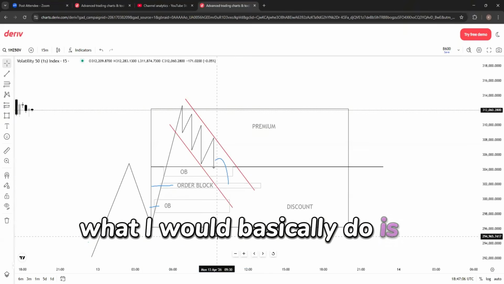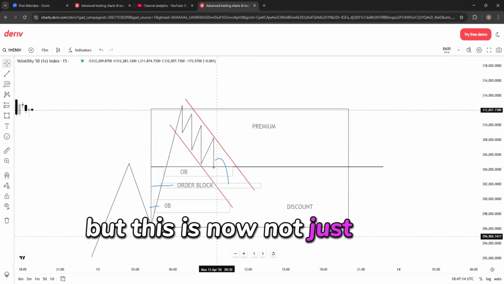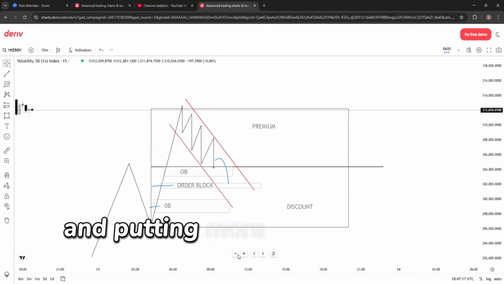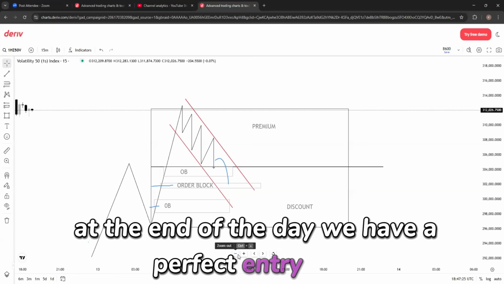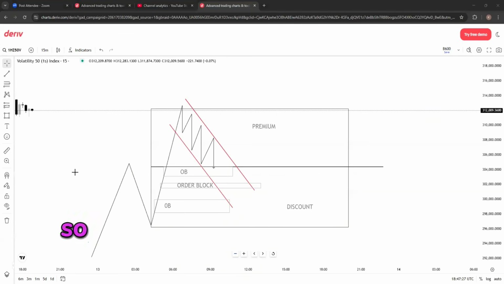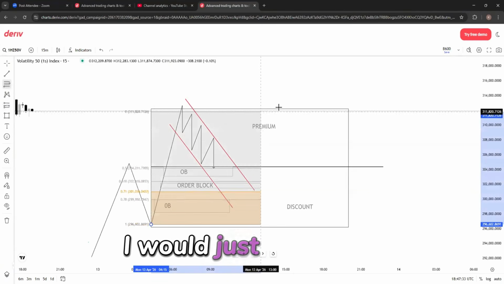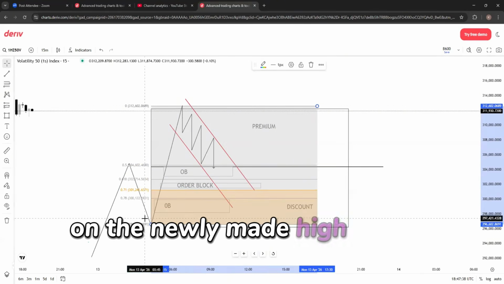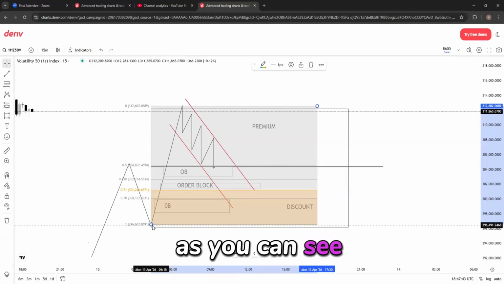What I would basically do is introduce a fib. Remember, we're trading a flag, but this is not just about trading a flag. This is about incorporating it and adding more factors so that at the end of the day we have a perfect entry, right? So since I'm in an uptrend, I would take my fib and place it on the newly made high and the low, which is our valid low and our valid high, as you can see.